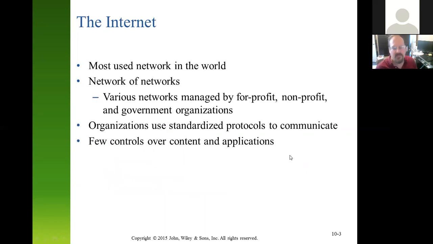So the internet, and keep in mind that the internet is a very dynamic thing. You can't really draw a map of the internet. I've seen several people try to Google for and show a map of the internet, but there really is no such thing.